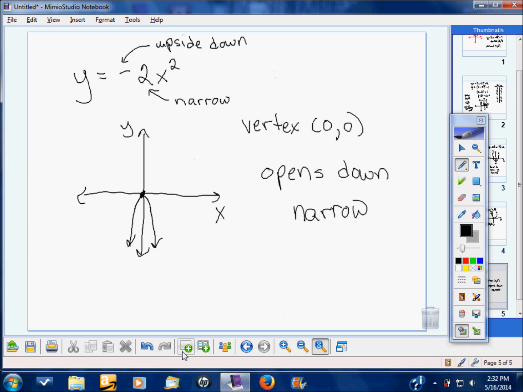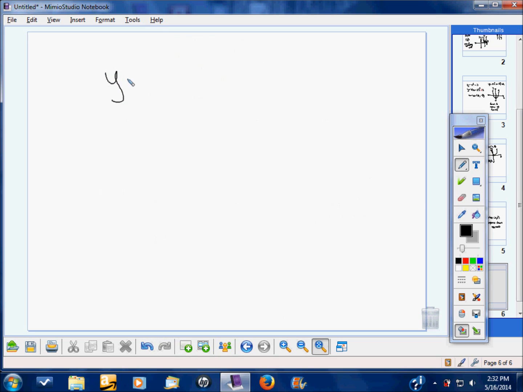Confused about this narrow and wide. Okay, let's look at that part. If we have, here's our form. A times x minus h squared plus k. Okay, this one tells us how far that it's going to move left or right.